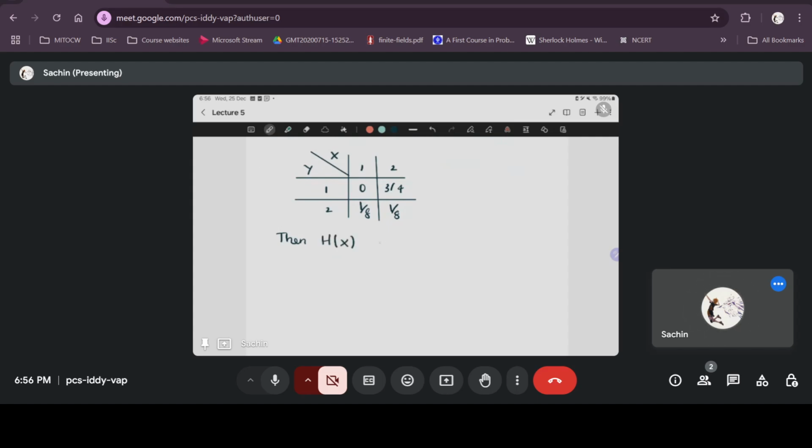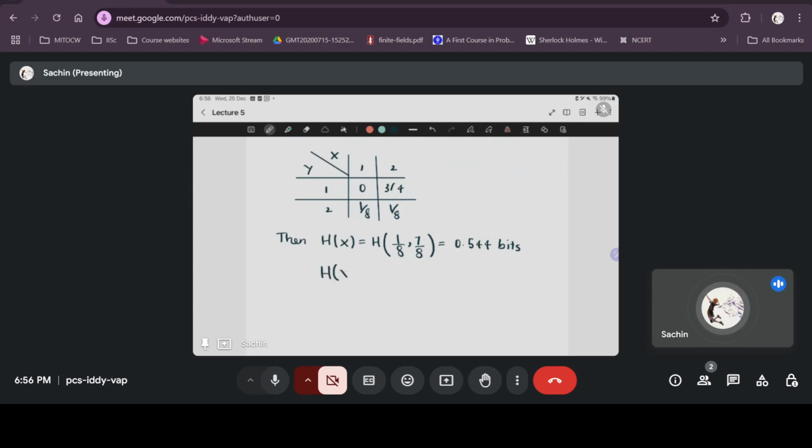H of x is h of this distribution. So the distribution of x is: probability of x equals 1 is 0 plus 1 over 8, which is 1 over 8. Probability that x equals 2 is 3 over 4 plus 1 over 8, which is 7 over 8. So uncertainty in x is h of 1 over 8 comma 7 over 8, which turns out to be 0.544 bits. You can do the calculation yourself and verify.